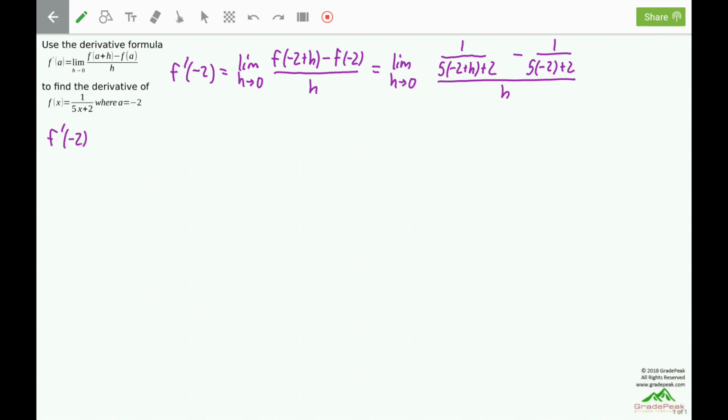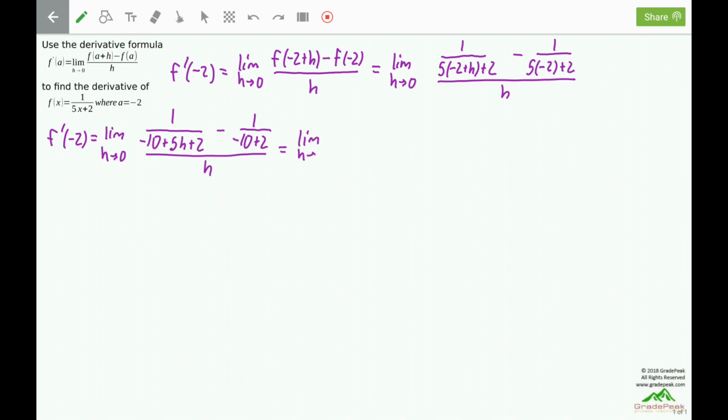So we have f prime of negative 2 equals the limit as h goes to 0. To simplify them, I'm going to distribute the 5 and combine any like terms. That first fraction will be 1 divided by 5 times negative 2 is negative 10. 5 times an h is a positive 5h, and then we have that plus 2. And we're going to subtract 5 times a negative 2, which is a negative 10, and then plus 2. And all over h.